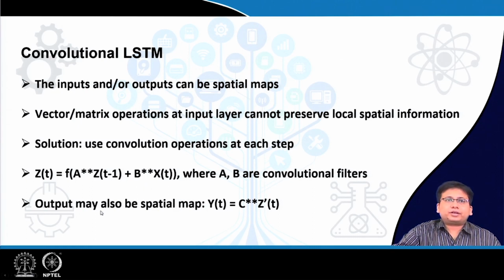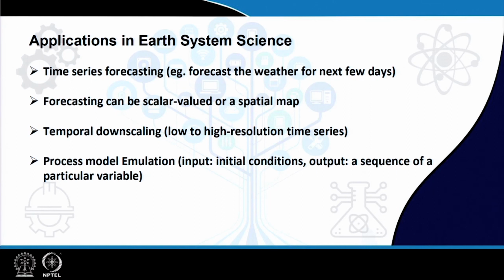And similarly, when we are generating the output, the YT, that also can be obtained by another round of convolution on the system state. So this way, the kind of LSTM or RNN we get is called a convolutional LSTM or RNN. All the concepts discussed so far find lots of applications in earth system science.